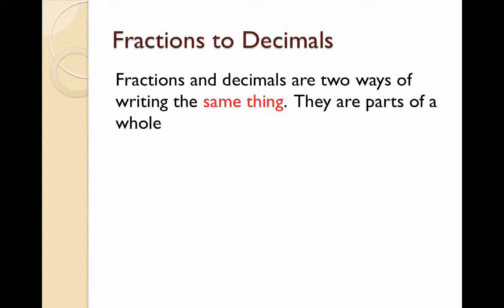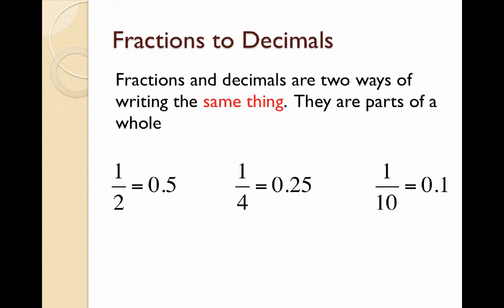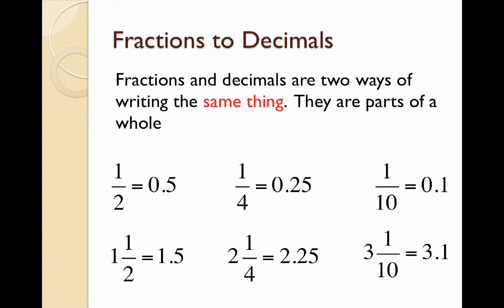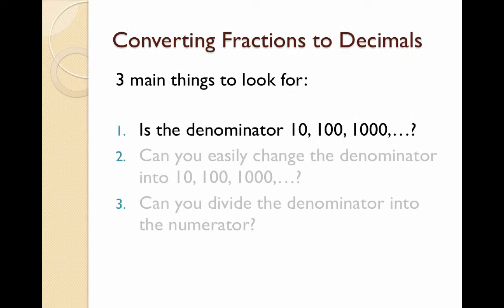Fractions and decimals are two ways of writing the exact same thing. They are just parts of a whole. So things like a half can be written as 0.5 and a quarter can be written as 0.25 and so on. And if they're mixed numbers, then the whole number is just before the decimal and the fraction part is after the decimal.